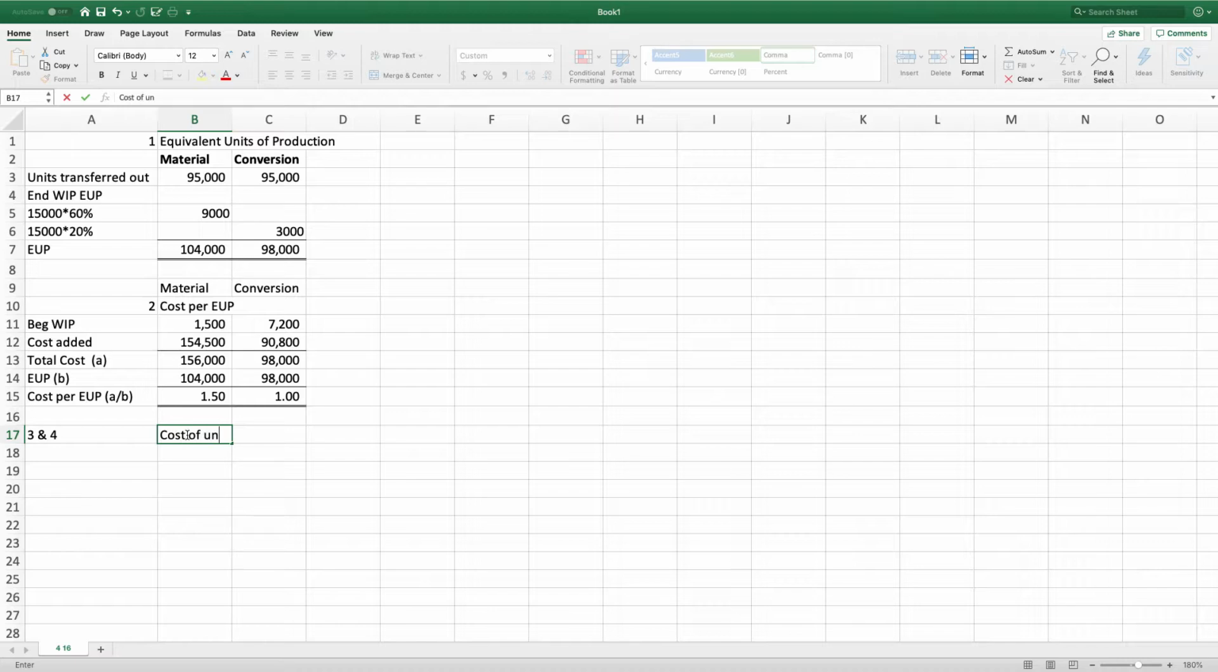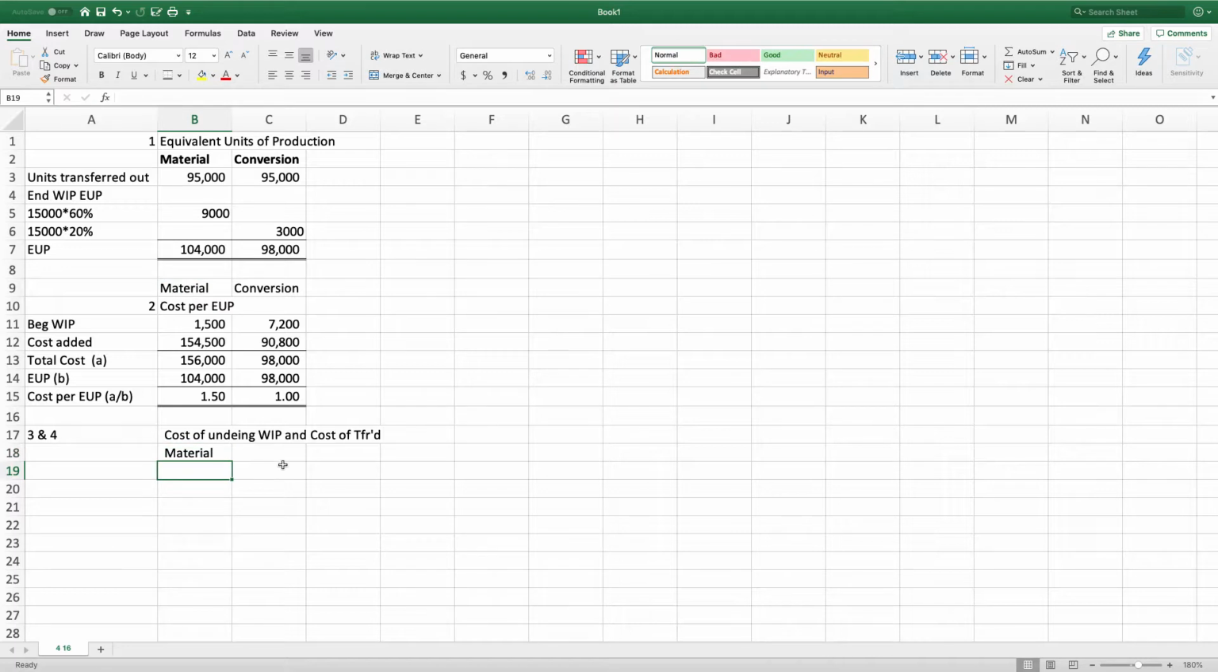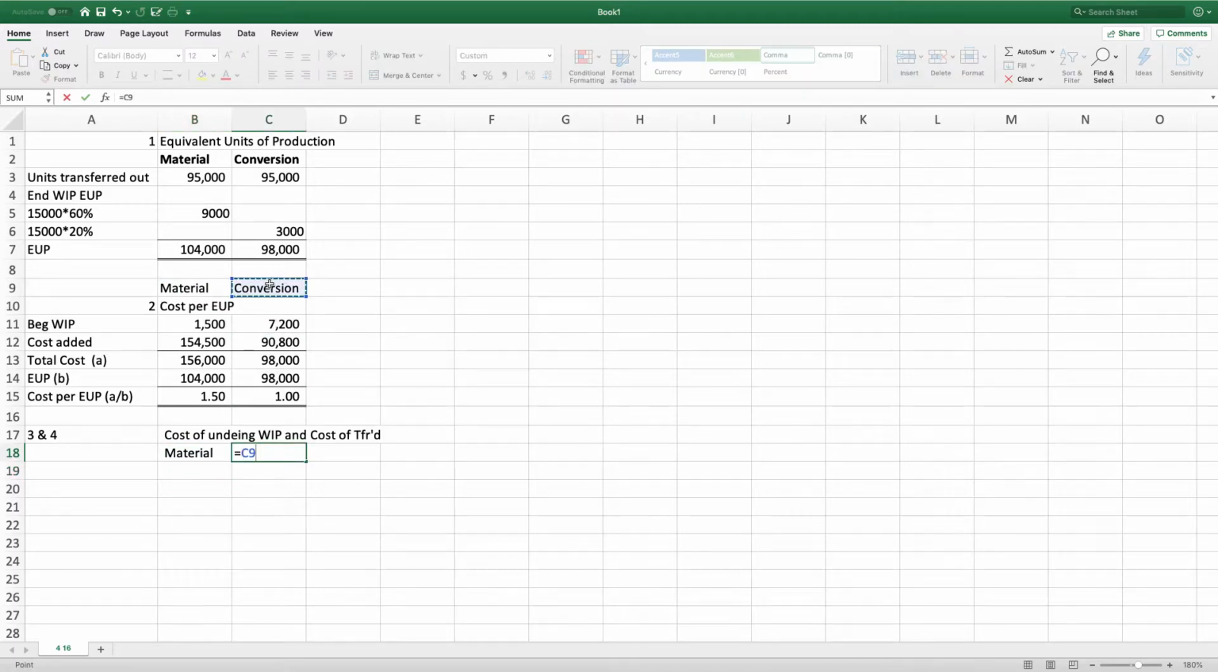Okay. So we're going to figure out cost of ending WIP and cost of transfer units, right? Okay. So we're going to do the same thing, right? We got to do them with respect to material and with respect to conversion.